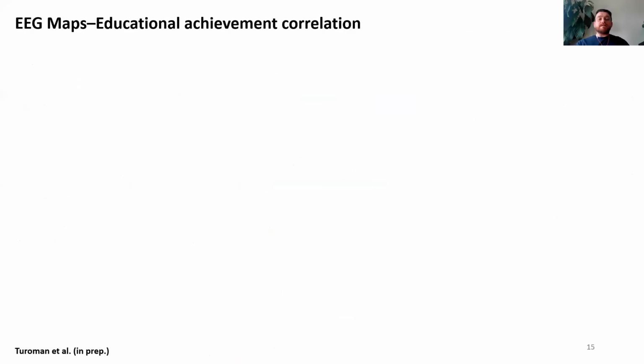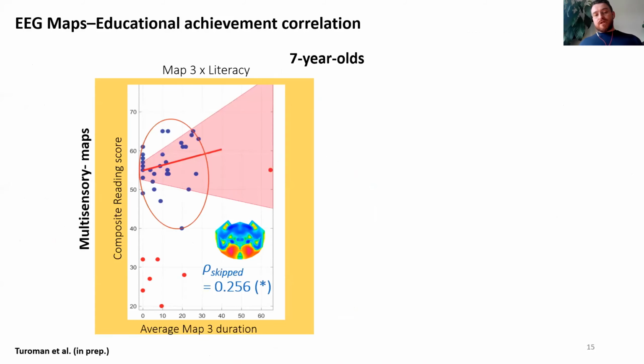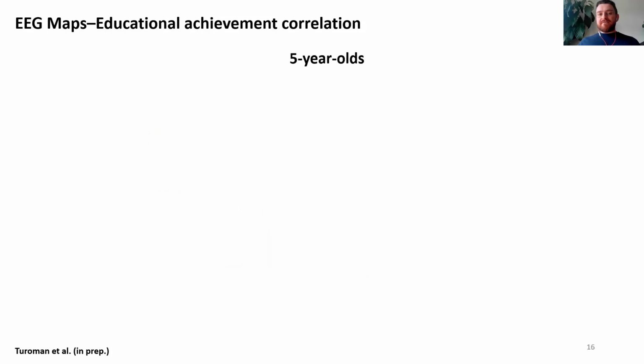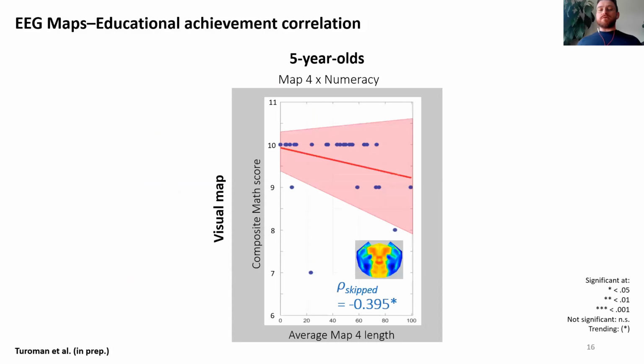What is important is that in another study, we analyzed whether any of those stable patterns correlate with the educational scores of our kids. And indeed, yes. For maps that were modulating with multisensory attention, we found that one of those stable EEG patterns correlated with scores on literacy measures. Another map was correlating with numeracy scores. For 5-year-olds, it wasn't the multisensory maps. It was one map sensitive to visual attention that correlated with the skills of processing numerical information, very important for later mathematical skills.